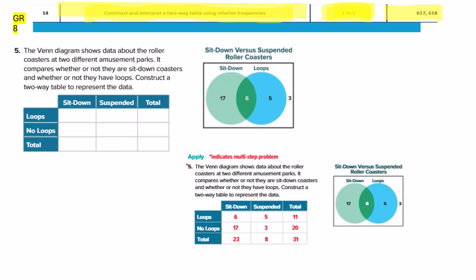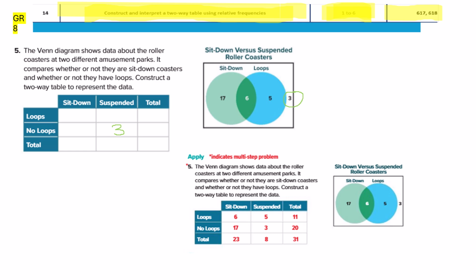Going to number 5, how do we fill in a two-way table when given a Venn diagram? The easiest one to start off with is the 3, because the 3 is neither in sit down nor in loops, so the 3 will go here. That's very easy.